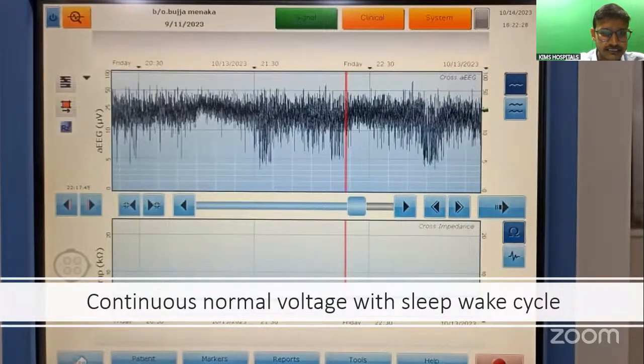The next one, here you see the lower margin is between 5 and 10 and the upper margin is around 25, and there is a sleep-wake cycle, there is a sinusoidal pattern. So this is a continuous normal voltage with the presence of sleep-wake cycle. So this is normally seen in term neonates.